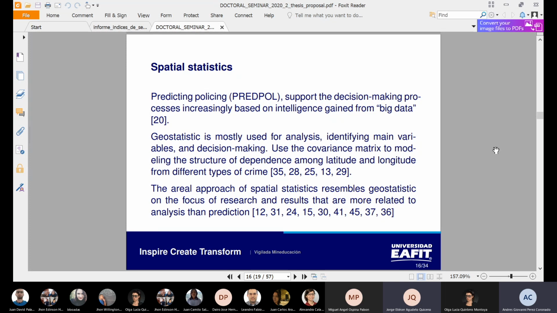The areal approach of spatial statistics resembles geostatistics and focuses research on the results and related analysis, econometrics. The main difference between geostatistics and areal is that geostatistics is in continuous space, and areal is discrete. Sorry.